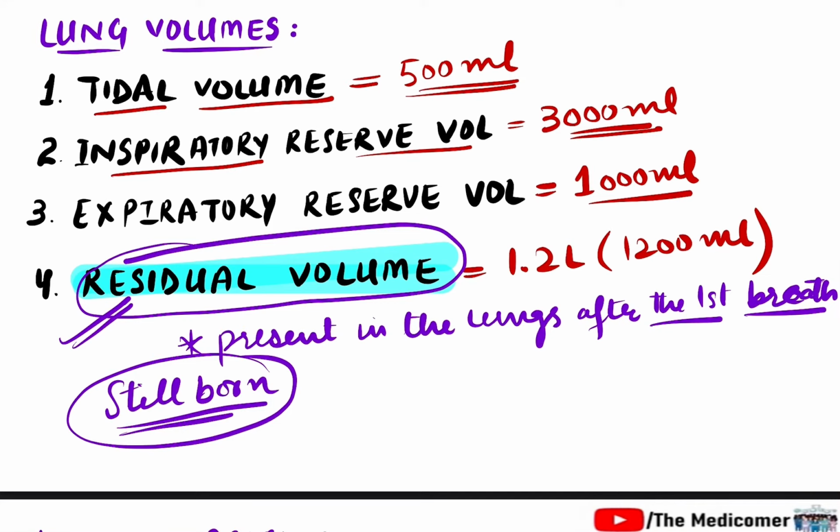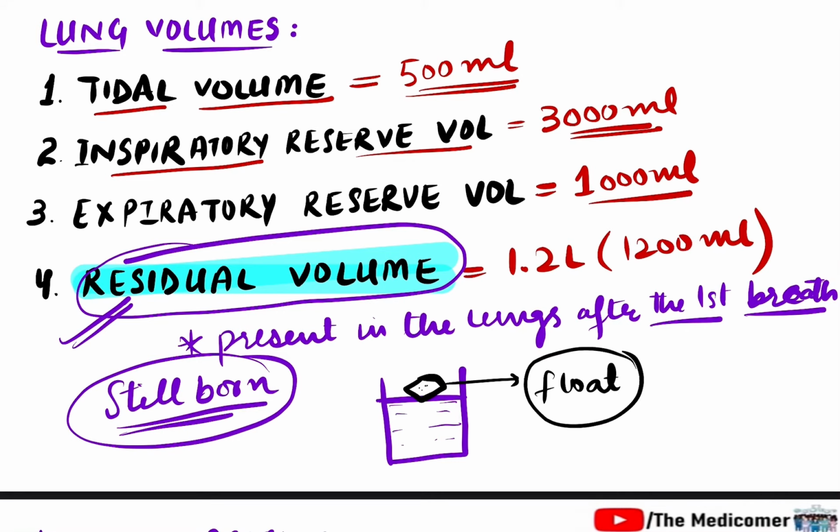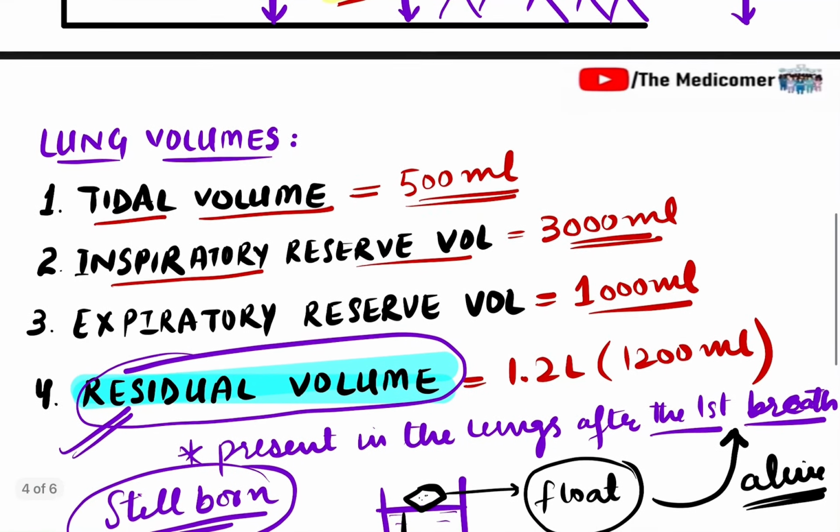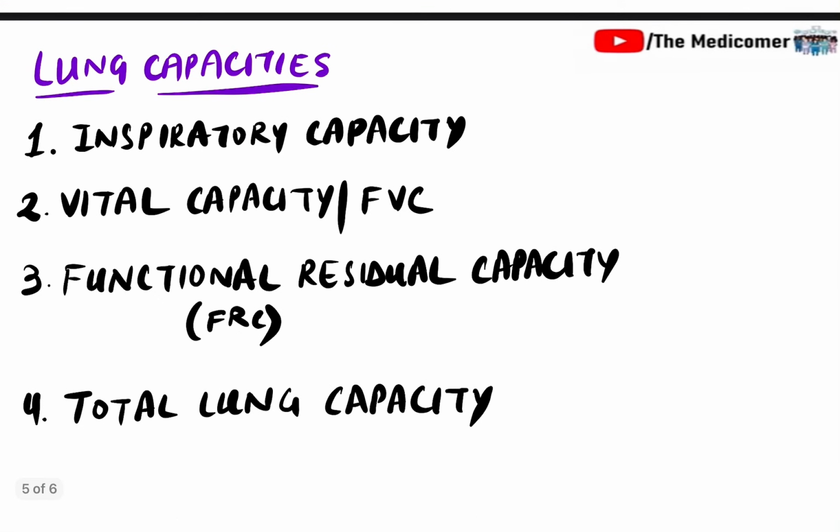So what we can do is, in a bucket which is filled with water, we take a piece of his lungs. Now if this piece of lung contains residual volume, then it is going to float. Okay, if it floats, it means that the baby has breathed, that means the baby was born alive. Now if this piece sinks, that means there is no residual volume, and this is a case of stillbirth. Okay, so this can be used in forensic medicine for this purpose. Okay, so these are the lung capacities.